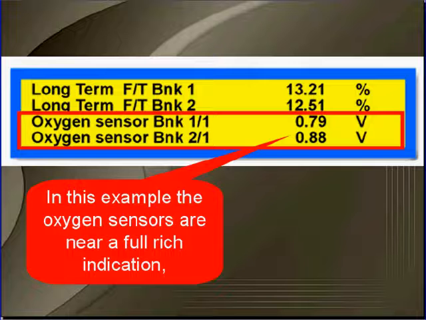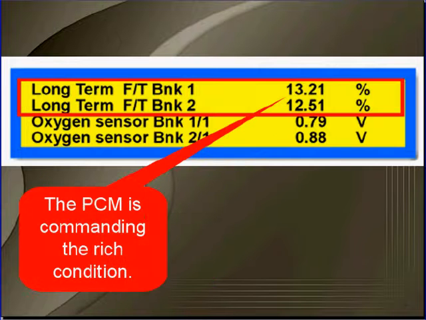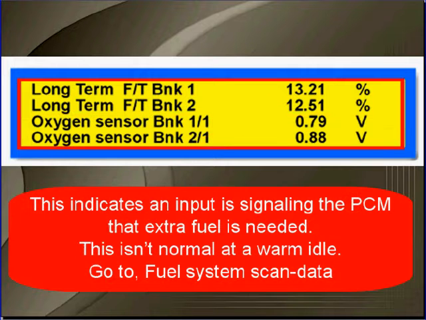In this example, the oxygen sensors are again near full rich. This time the PCM is commanding the full rich condition. This indicates that an input is signaling the PCM that extra fuel is needed. It's a false signal. This isn't normal for a warm idle. Go to Fuel System Scan Data Testing.